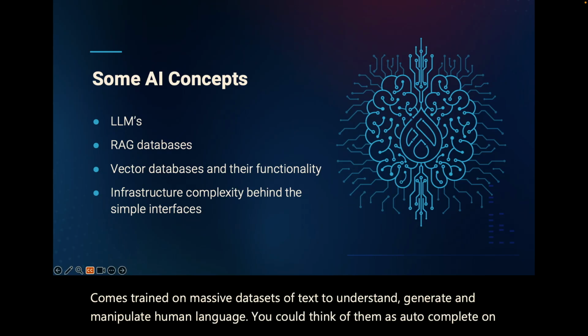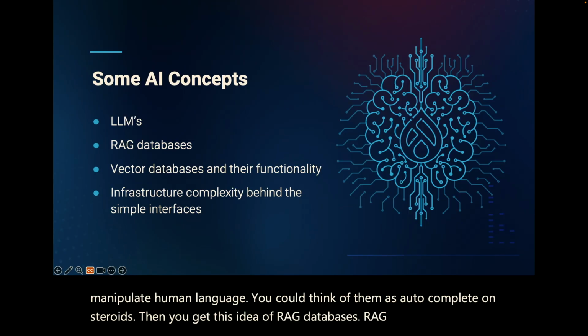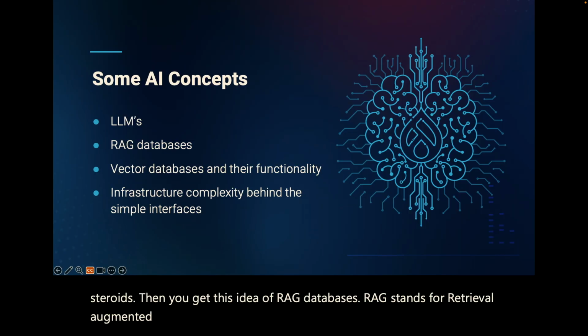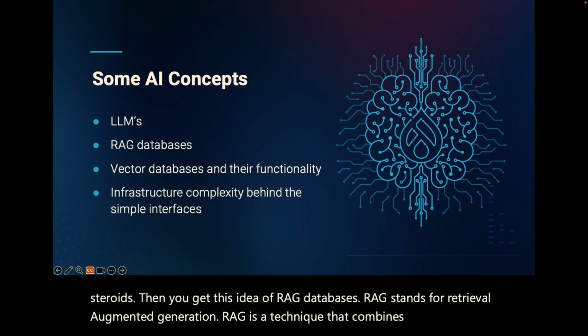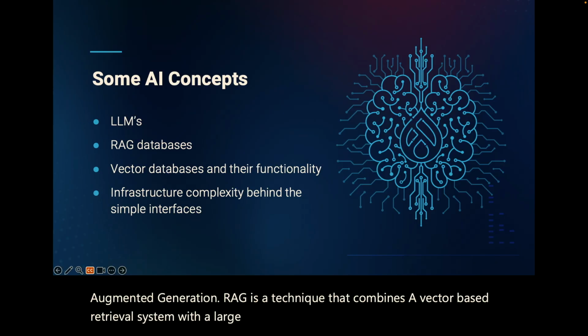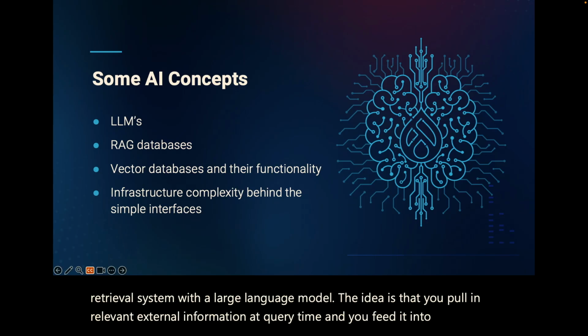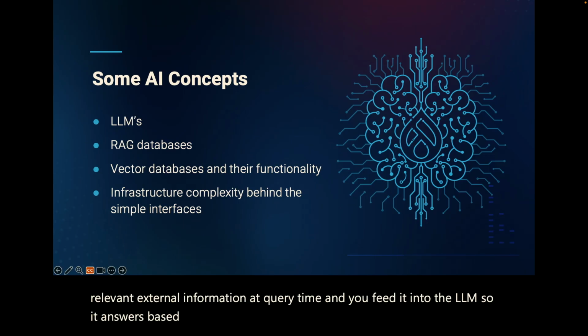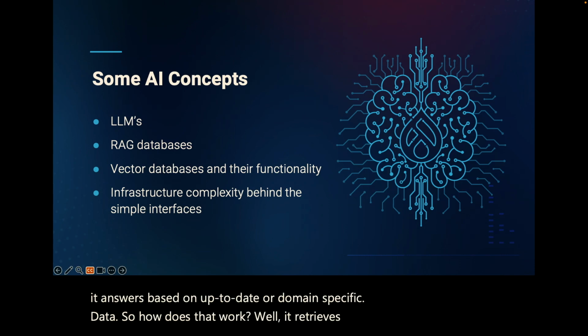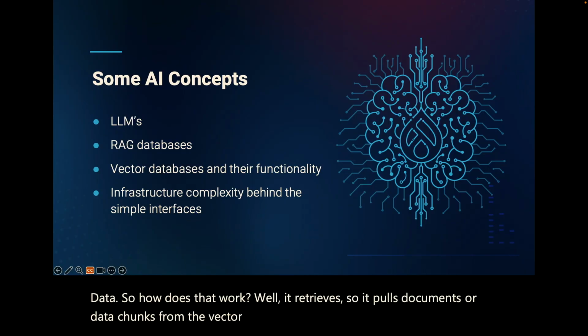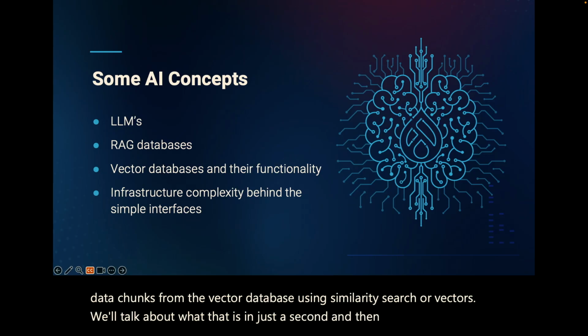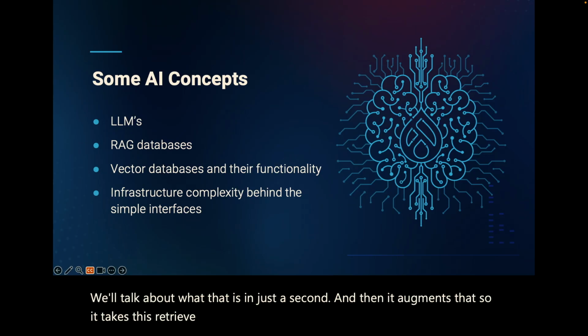Then you've got this idea of RAG databases. RAG stands for Retrieval Augmented Generation. RAG is a technique that combines a vector-based retrieval system with a large language model. The idea is that you pull in relevant external information at query time and you feed it into the LLM so it answers based on up-to-date or domain-specific data. So how does that work? Well, it retrieves, so it pulls documents or data chunks from the vector database using similarity search for vectors. We'll talk about what that is in just a second. And then it augments that. So it takes this retrieved content and connects it to the user's prompt.